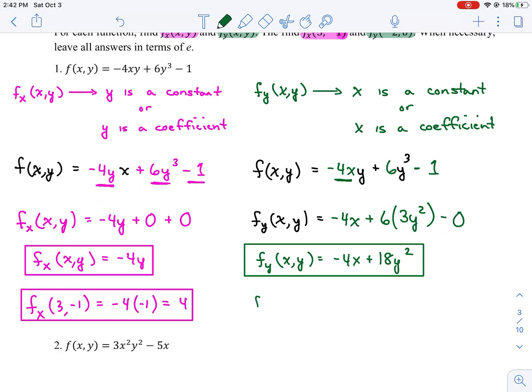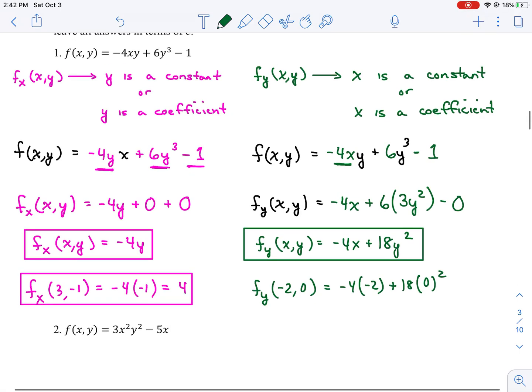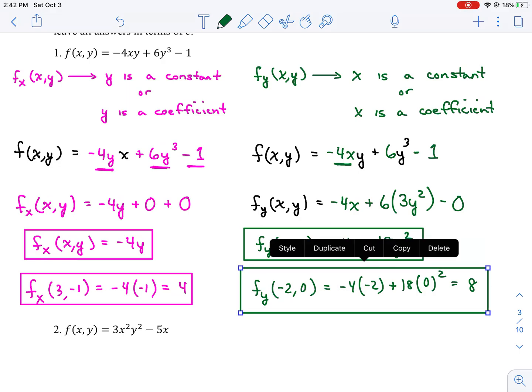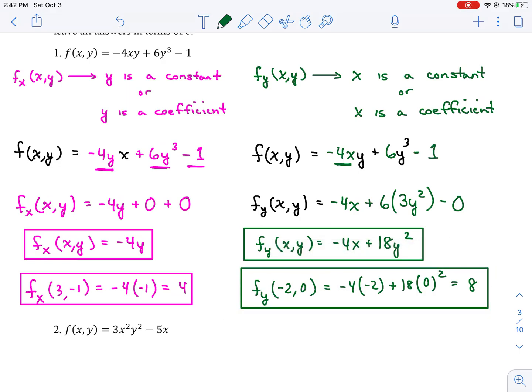And now I'm going to evaluate this partial derivative at the coordinate negative 2, 0. So I'm going to substitute negative 2 in for x, and then 0 in for y. And then this is going to just equal 8. And we are done.